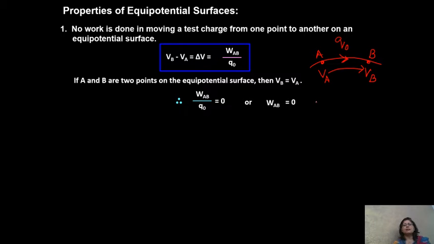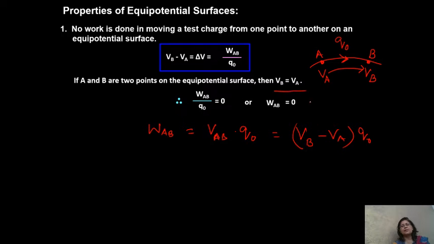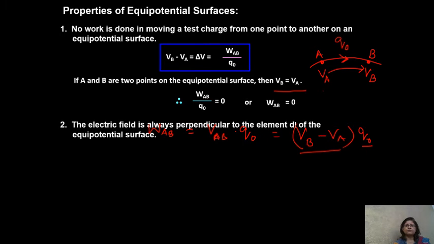Then what will be the work done? From the formula, work done will be equal to VAB into Q naught. And what is VAB? That is the potential difference between points B and A, into Q naught. And since it is an equipotential surface, VA equals VB and the work done will be 0.